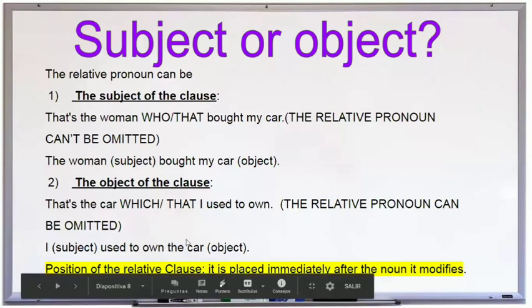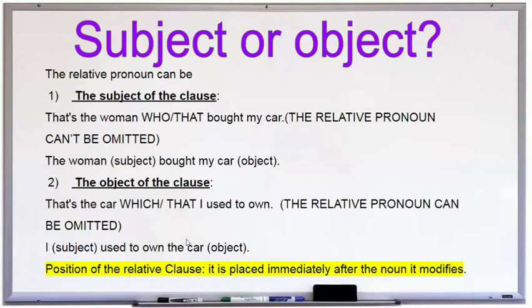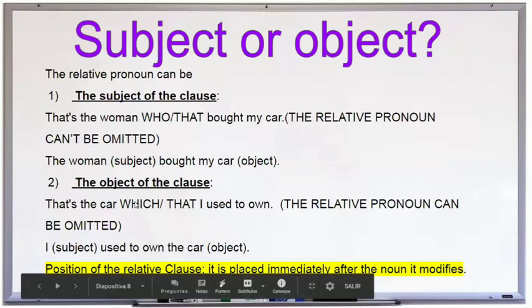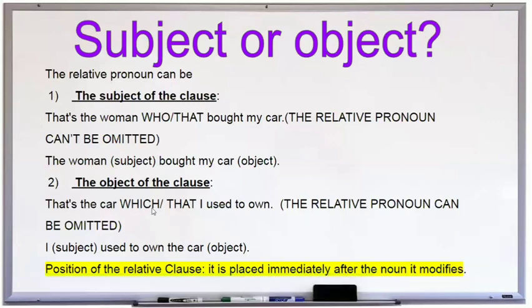Last but not least, let's focus on the position of the relative clause. As you can see here in these two examples, this relative clause is placed immediately after the noun it modifies. So in this case, this clause is modifying the car, and in this case, this clause is modifying the woman, which is the noun too.